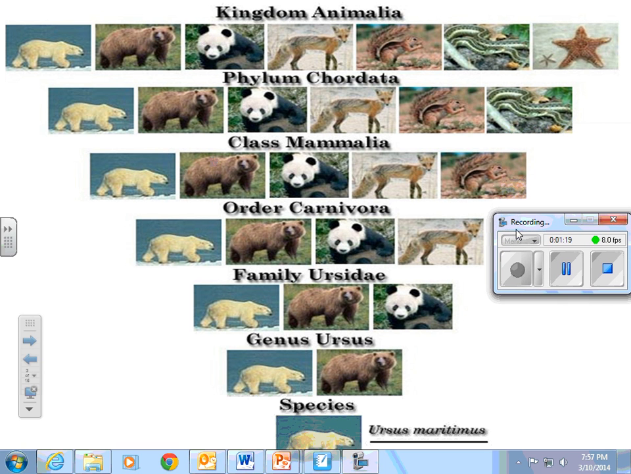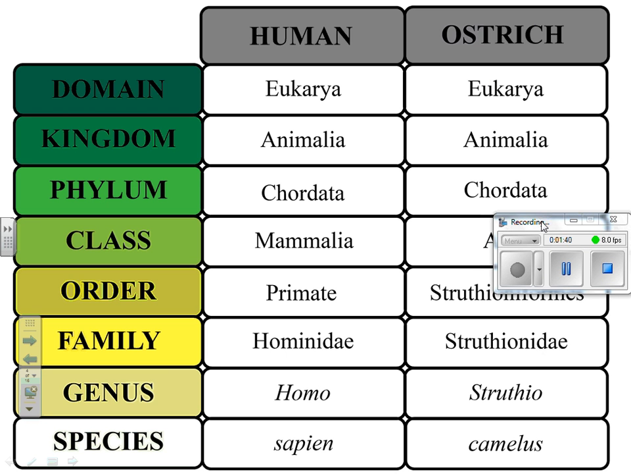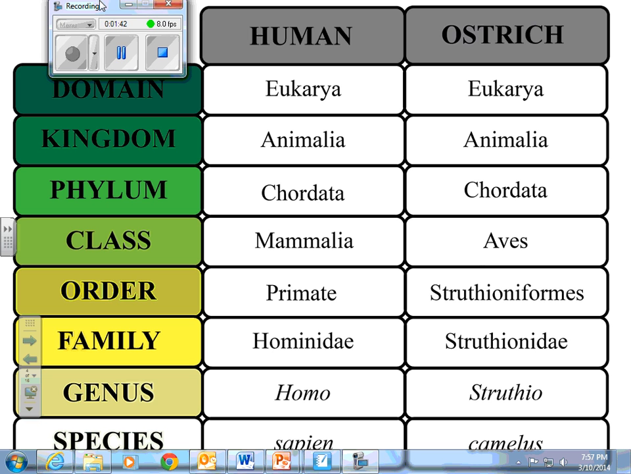This right here is the kingdom Animalia, and it shows you the wide range of animals that are found in the kingdom. As you go down, you notice they're getting more and more related, so more and more similar. When we get down to family, they're all bears right here. And then it's only one type of organism once you get down to species. This shows you what humans and ostriches have in common. They're in the same domain, the same kingdom, and the same phylum, and then they start to branch off in their own directions.